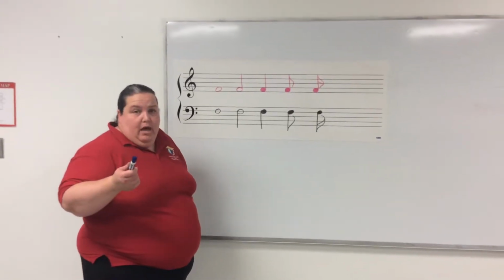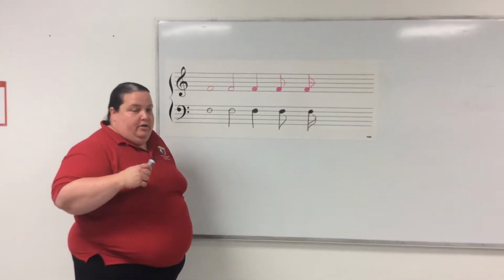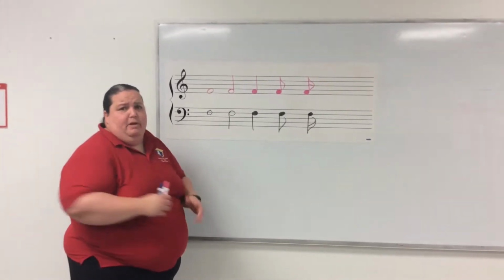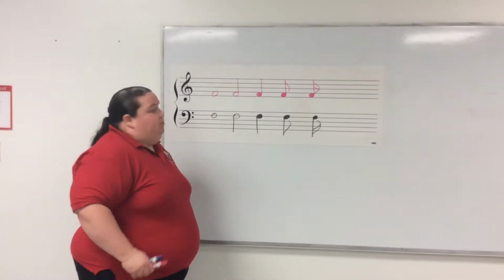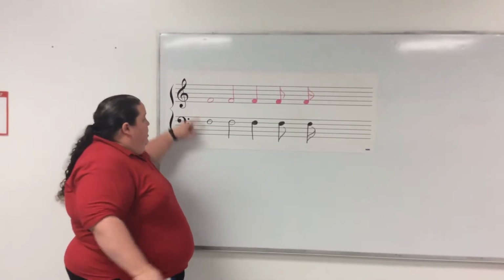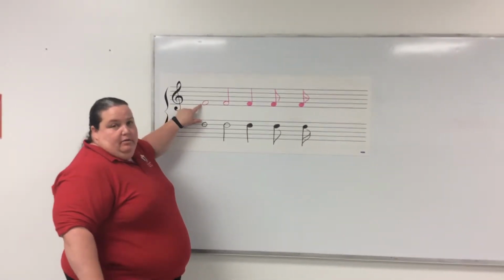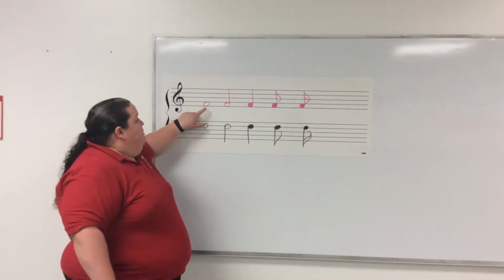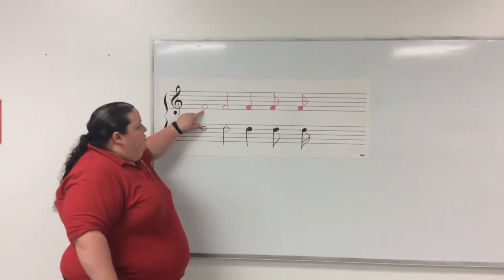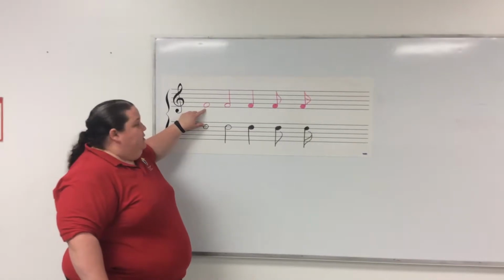Here I'm going to talk about how to read music notation. First thing I want to start out with is where your notes are placed. So see here, the note is between the two lines. That means that note is on the space. And so the circle is how you determine the location of the note.